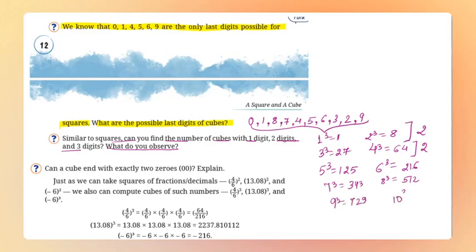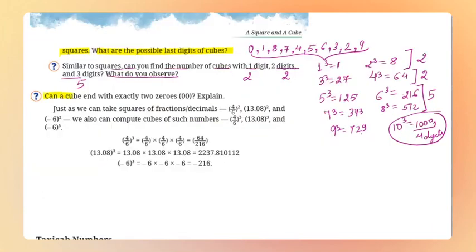उसके बाद जब आप 10 cube निकालोगे तो वो 1000 हो जाएगा and this is having 4 digits, right? तो आप इसको consider नहीं करोगे. तो कितने cubes हैं जो 3 digit cubes हैं? 1, 2, 3, 4, 5. So 1 digit are 2, 2 digits are also 2 and 3 digits are 5. So in total there are 9 cube numbers which have 1 digit, 2 digits and 3 digits.